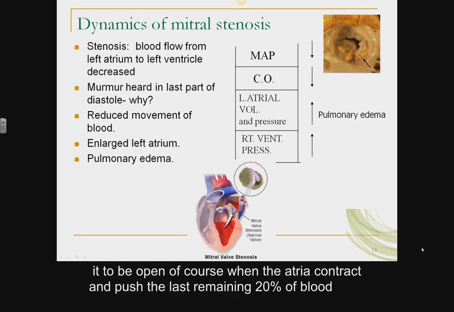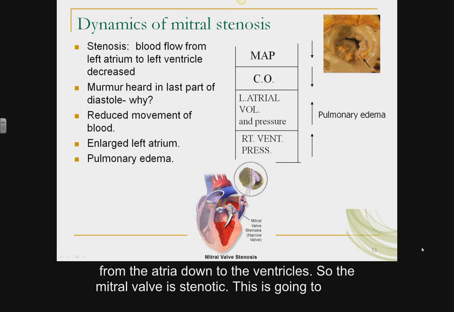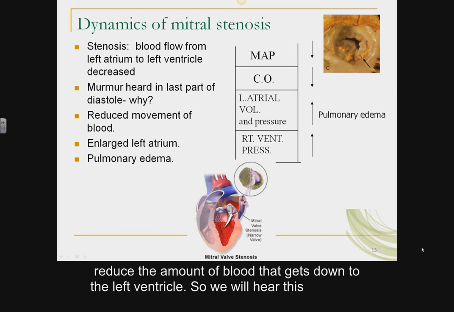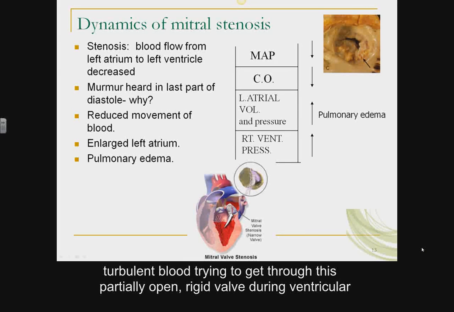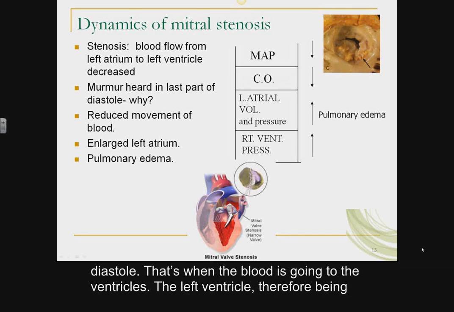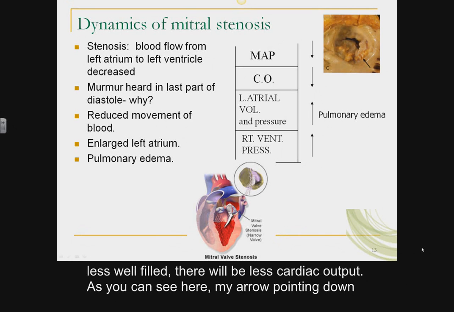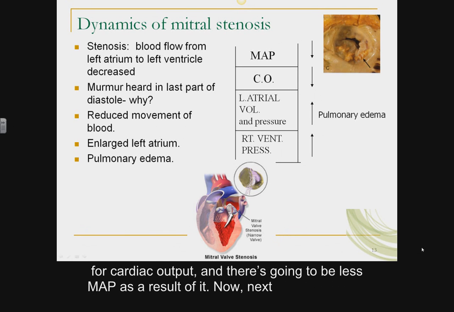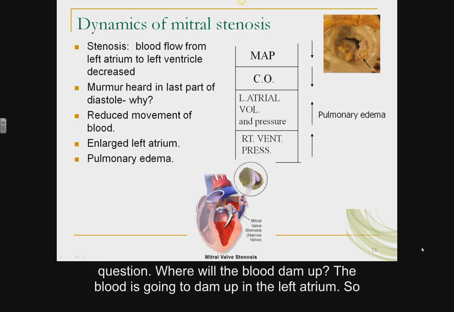And we want it to be open, of course, when the atria contract and push the last remaining 20% of blood from the atria down to the ventricles. So, if the mitral valve is stenotic, there's going to be reduced amount of blood that gets down to the left ventricle. We will hear this turbulent blood trying to get through this partially open, rigid valve during ventricular diastole. That's when blood is going to the ventricles, of course. The left ventricle, therefore, being less well filled, there will be less cardiac output. As you can see here, my arrow pointing down for cardiac output, and as a consequence, there will be less mean arterial pressure.